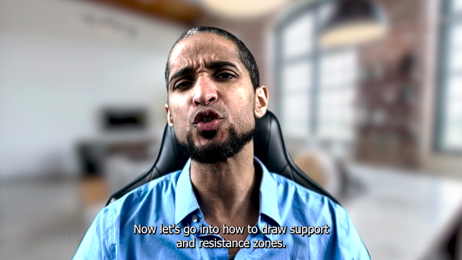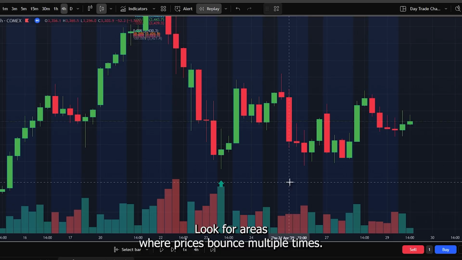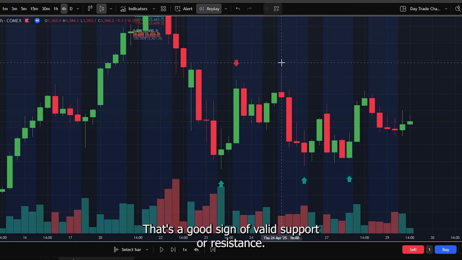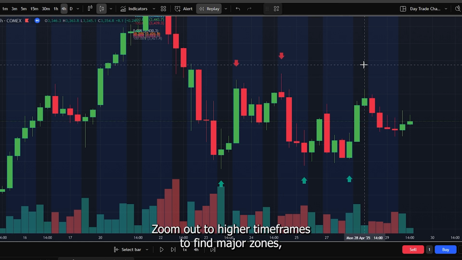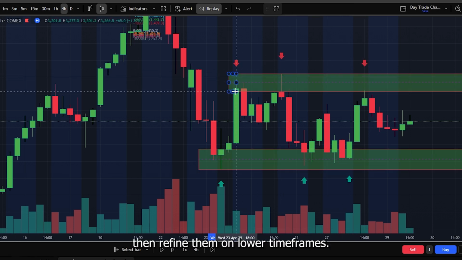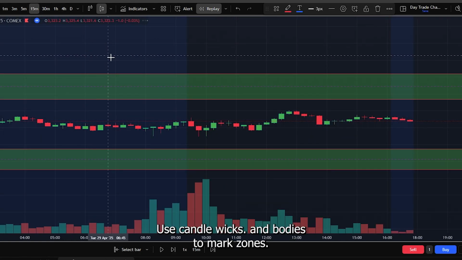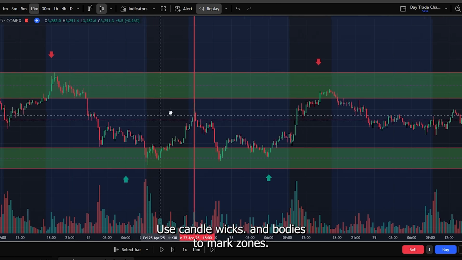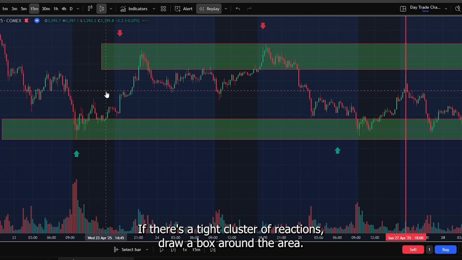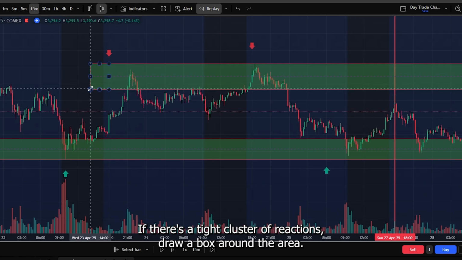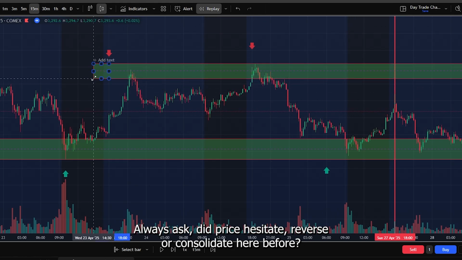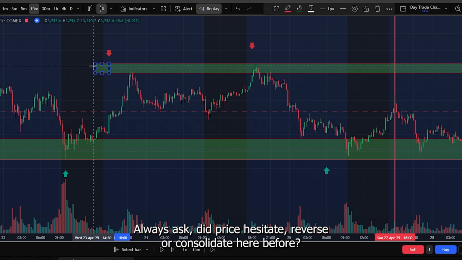Now let's go into how to draw support and resistance zones. Look for areas where price has bounced multiple times. That's a good sign of valid support or resistance. Zoom out to higher time frames to find major zones, then refine them on lower time frames. Use candle wicks and bodies to mark zones. If there's a tight cluster of reactions, draw a box around the area. Always ask, did price hesitate, reverse, or consolidate here before?